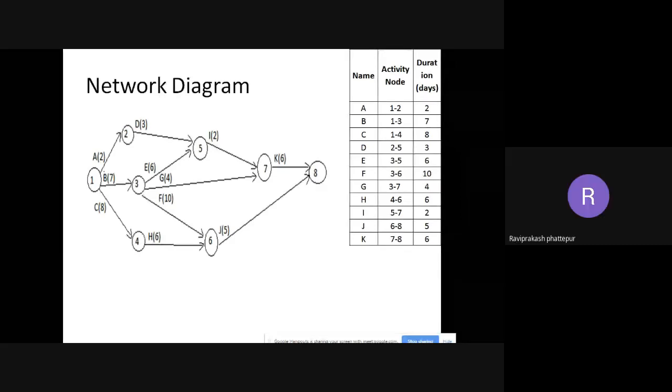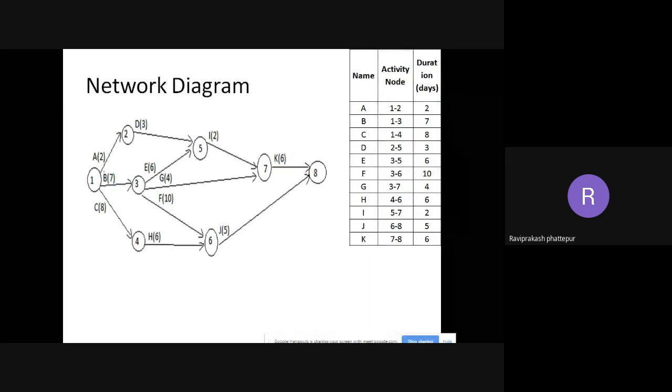Okay, so next step, there are two passes we need to take. One is the forward pass and the other one is the backward pass. First we'll look at the forward pass. Before going there, the network diagram should be drawn properly, otherwise you will not end up with the right answer.